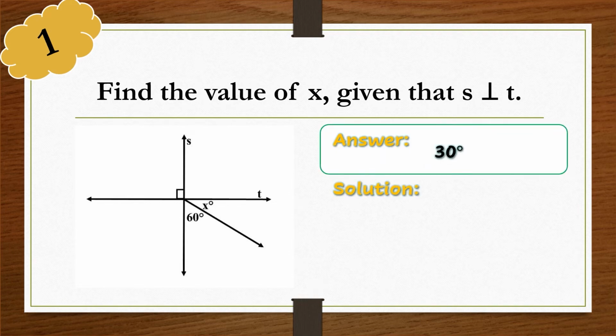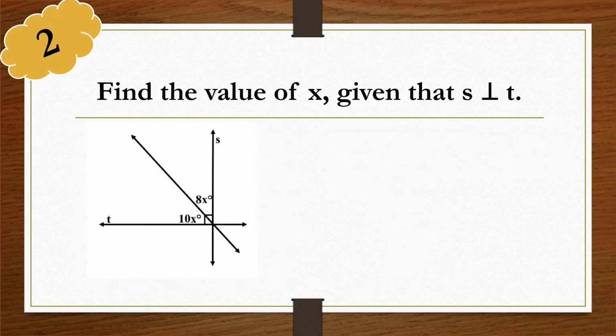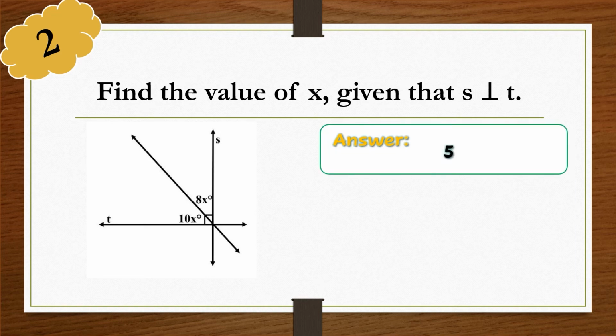For the solution, x plus 60 equals 90. By addition property, we have x is equal to 90 minus 60. Therefore, x is equal to 30 degrees. Find the value of x number 2. In the figure, 10x degrees and 8x degrees form a 90-degree angle. The answer is 5. How is that so?